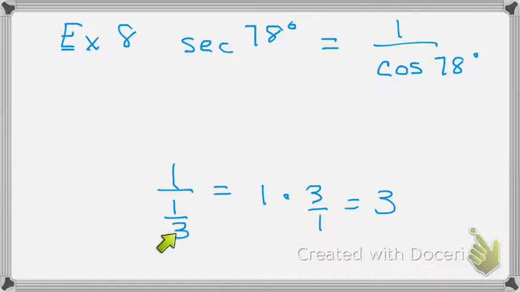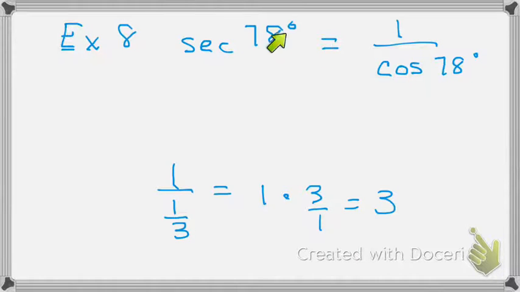So what happened to the third when I put it underneath the 1? It flipped it over, basically, right? So when you take the cosine of 78, whatever it is, and take 1 divided by that, it's going to flip it over. That's why this makes a reciprocal. Cosine of 78, maybe it's 3/4. If you take 1 divided by that, it would flip it over, and that's what I want to happen because secant's the reciprocal of cosine.